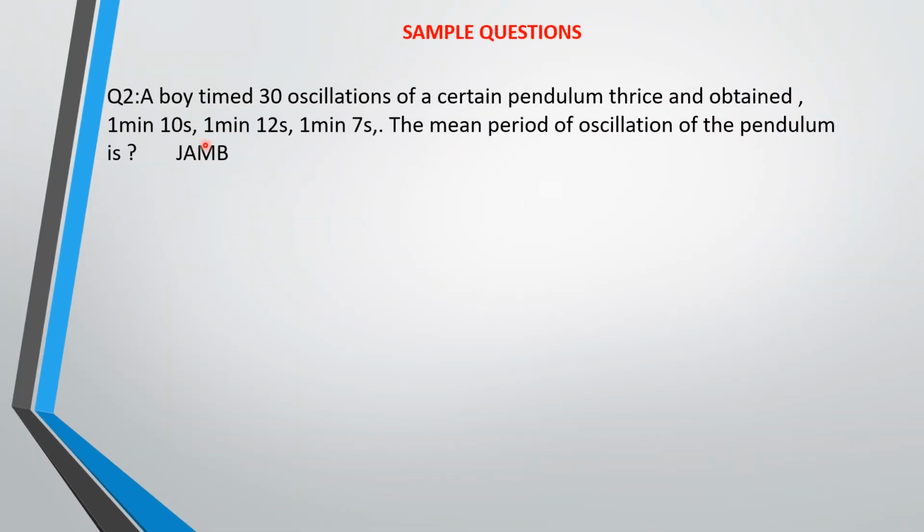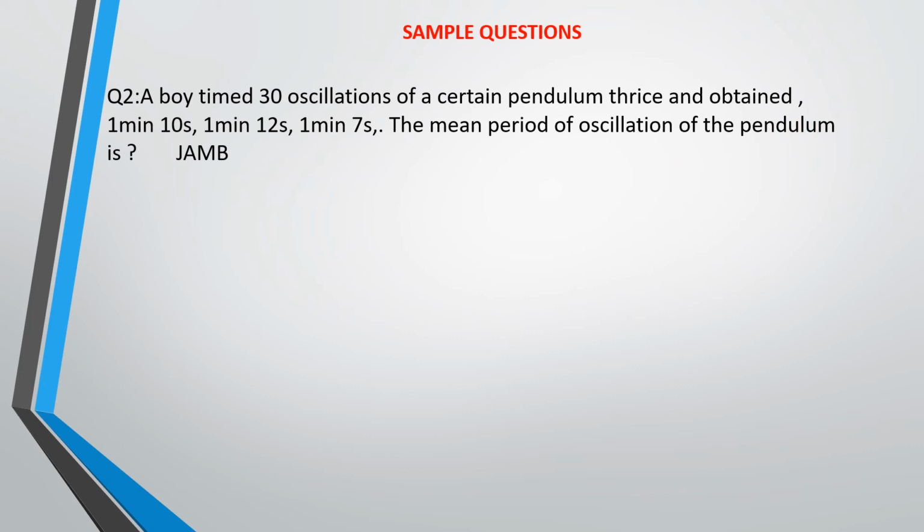This is another sample question that we'll also need to solve. A ball timed 30 oscillations of a certain pendulum in three tries and obtained the following times: 1 minute 10 seconds, 1 minute 12 seconds, 1 minute 7 seconds. The mean period of oscillation of the pendulum is what? So here you are asked to find the mean period of oscillation. Which means that you are going to take each of the times, calculate the periods, then divide by the number of periods. That will give you the mean period of oscillation of the pendulum.